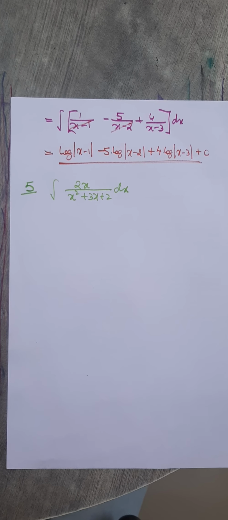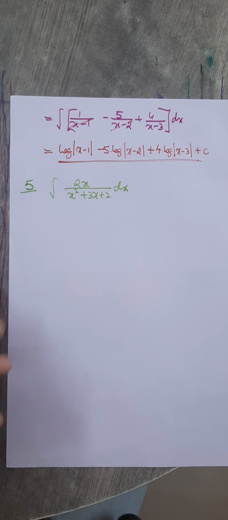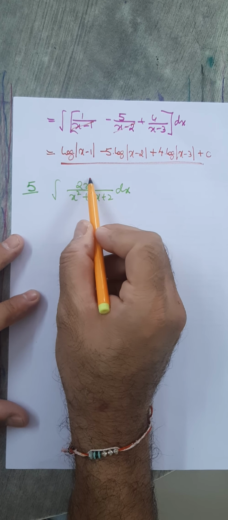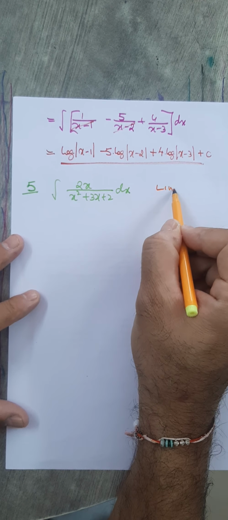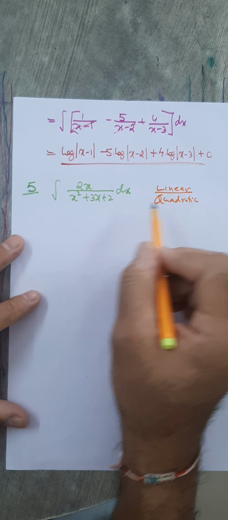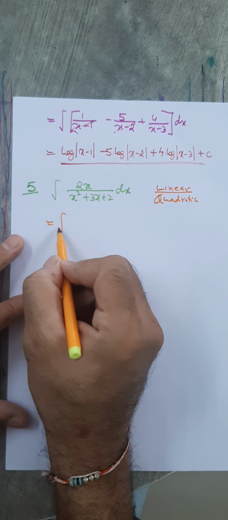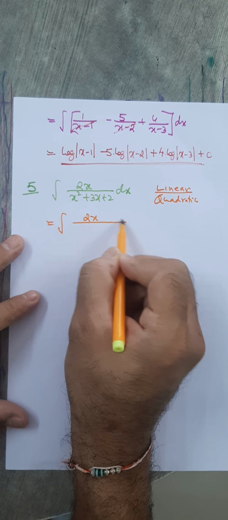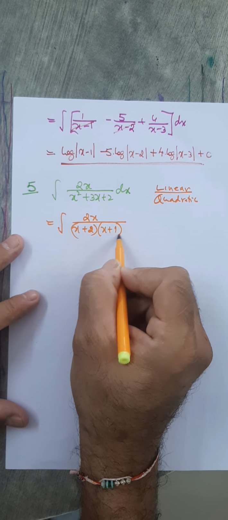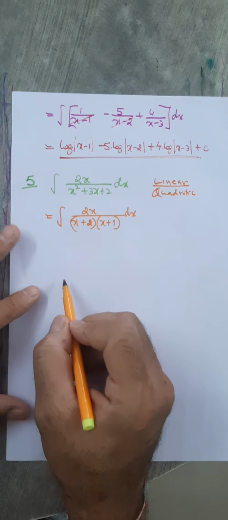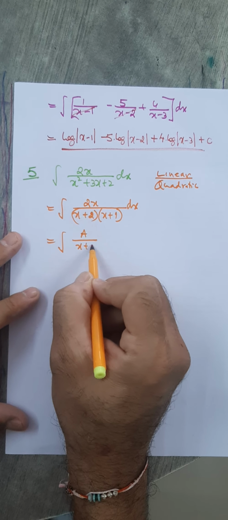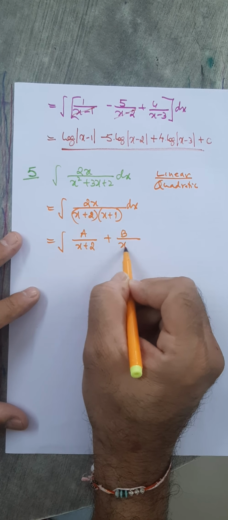Question number 5, we have 2x upon x square plus 3x plus 2. Now this can be done by the earlier technique. This is linear upon quadratic, you know. So you can do as we have discussed earlier. But I want to do it by partial fraction method. So how will I do this? I'll factorize this. You know here factors are x plus 2 into x plus 1. Quadratic I'll factorize. Now as I did, one constant upon x plus 2 plus another constant upon x plus 1.